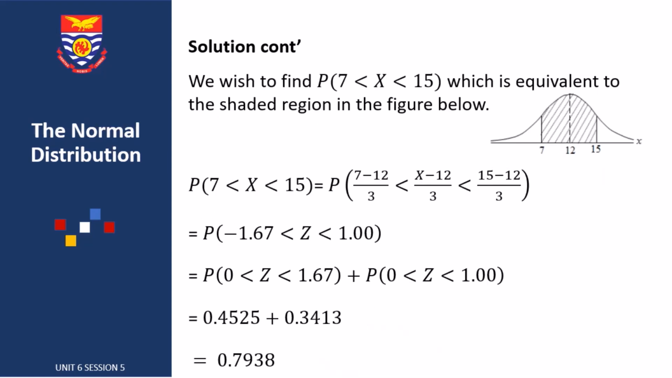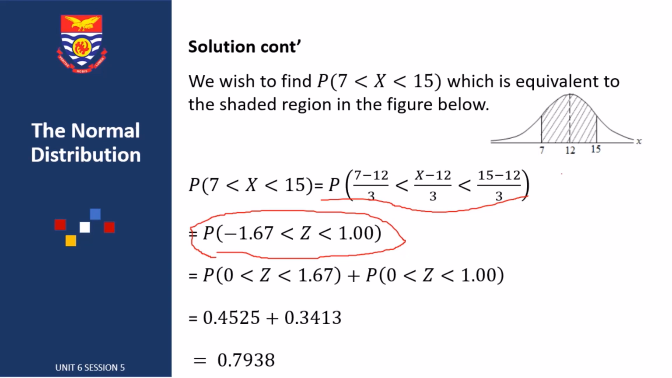Now remember, the C part is an interval. So this is what we wish to find from the graph we see. It's an interval from 7 to 15, where the mean is 12. So splitting them and working it out just as we learned from the previous example, we have z to be between minus 1.67 and 1.00. Of course, we always want to keep the value to two decimal places, since the table reading is in two decimal places.